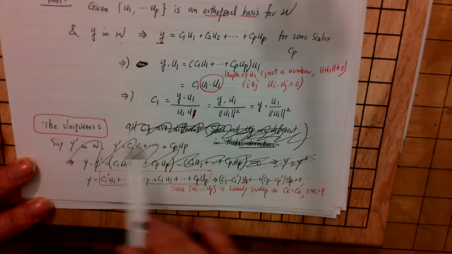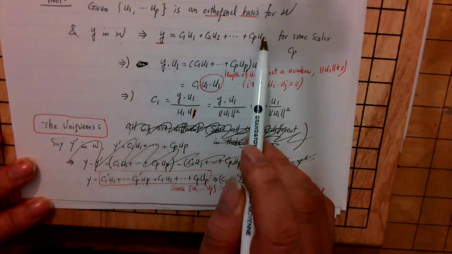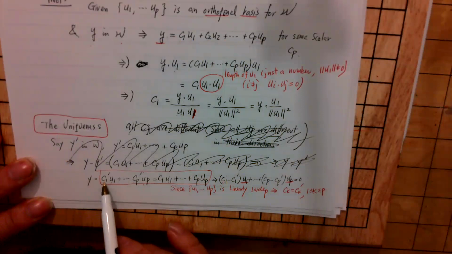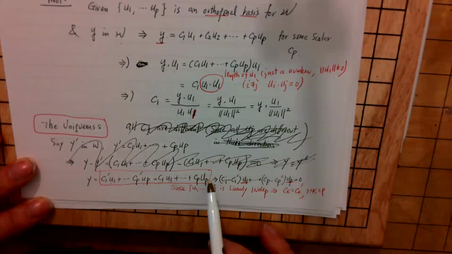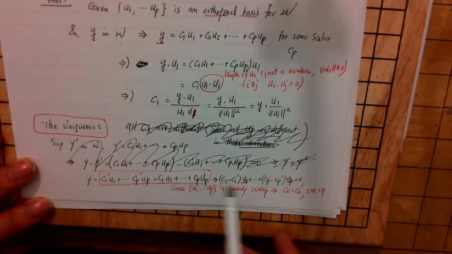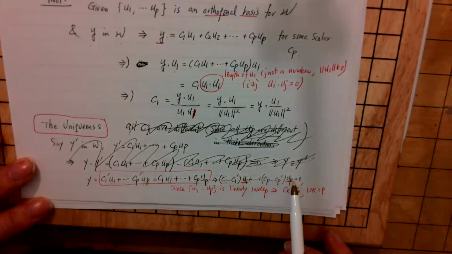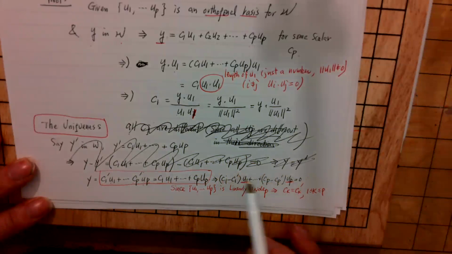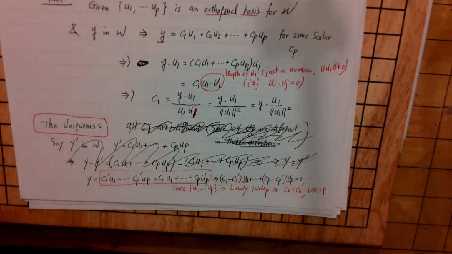Okay? Let me try one more time. If y can be written as c1 u1, c2 u2, and cp up, and if the representation is not unique, you can write it as c1 prime u1 all the way up to cp prime up. But this is also equal to the first representation, and you combine the like terms: c1 minus c1 prime times u1, plus cp minus cp prime times up, equal to zero. But you know u1 up to up is linearly independent, therefore the corresponding what? Coefficients must all equal zero. That means c1 must be equal to c1 prime, cp must equal cp prime. So the representation is unique. You don't have a second way of writing the vector in a different way. Okay? This is a very nice proof.